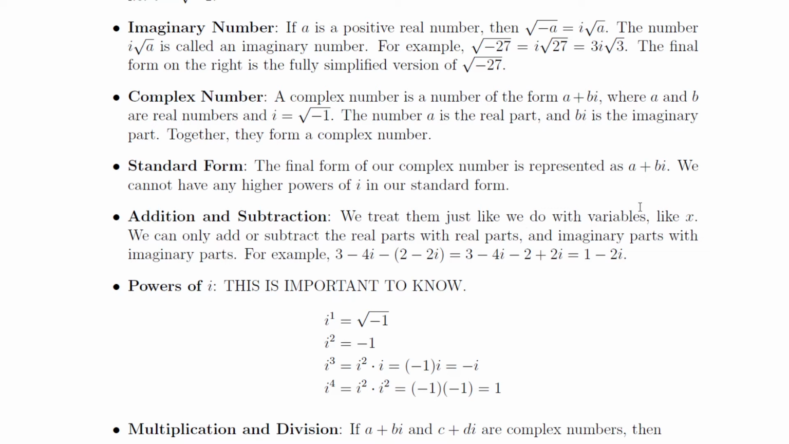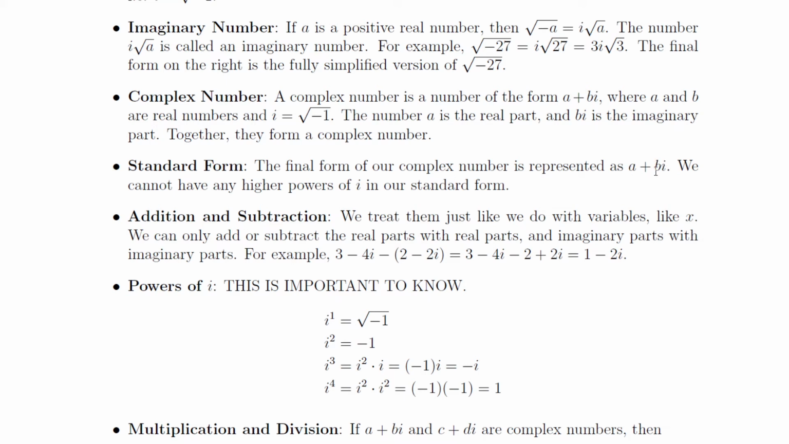One thing to note, if there's a 0 in either of these parts, it's still going to be in standard form. So for example, if a is 0 and I just have bi, or let's say 10i, that's still going to be a complex number in standard form. The a is just going to be 0. The same thing applies with bi.